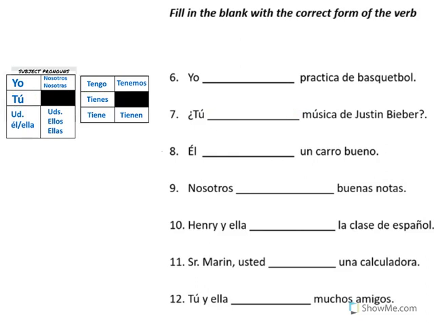Alright, the next one, number 8. El blank un carro bueno. In English, he has a good car. So, let's find out what the missing word is, which is has. Well, the pronoun el is right there, and it tells us to use that one. El tiene un carro bueno.